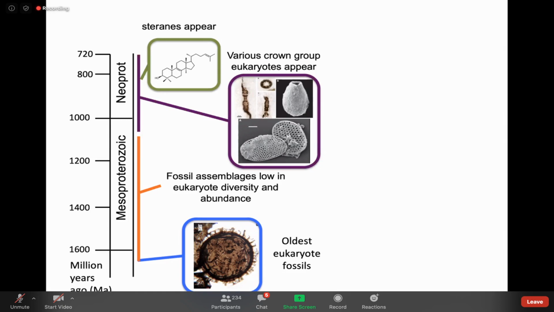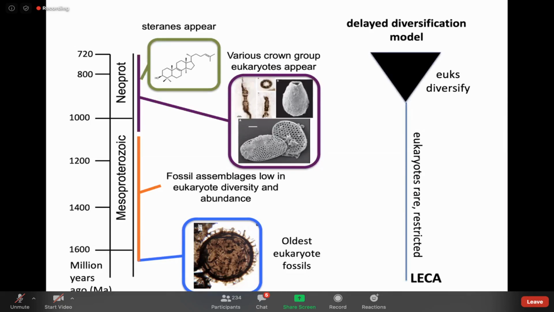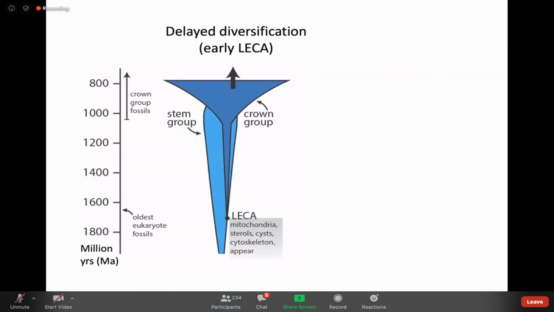Okay, so here's this view. It's this idea of a delayed diversification of eukaryotes. The assumption is that LECA, the crown group, appeared more than 1,600 million years ago, but the crown group eukaryotes in general remained rare and restricted. And when conditions changed, the environment changed, maybe oxygen increased, eukaryotes diversified in the Neoproterozoic. So here again I've represented this delayed diversification, early LECA model. Here you can see LECA appears quite early, and so all this action of eukaryogenesis happens back here before 1600.